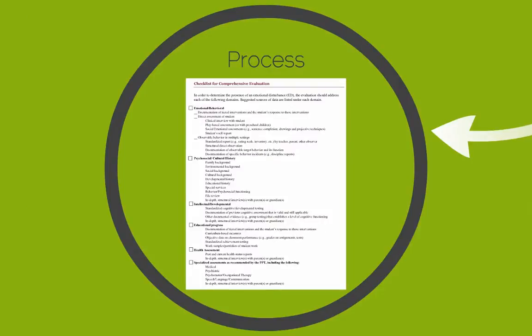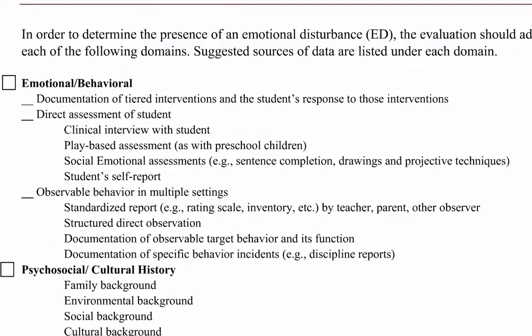So let's look at the overall process. And this is, I believe, a checklist from the identification manual in the state of Connecticut. Thank you, Connecticut, for doing a nice job of creating an identification manual that is very comprehensive. This checklist is for emotional disturbance, but it has characteristics and assessment tools that are similar across identification for most federal categories of disability.